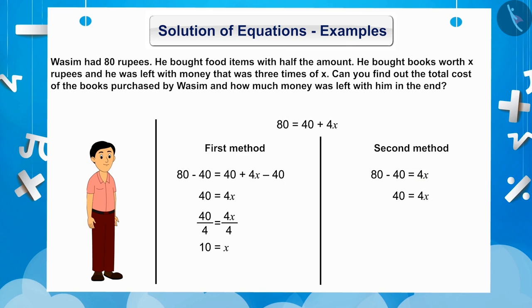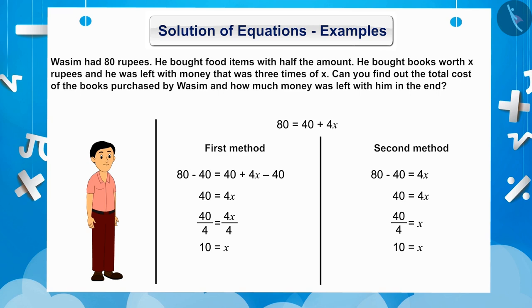Now, in RHS, we need only x instead of 4x. As we can see, in RHS, 4 is being multiplied by x. Let's move 4 to the LHS. On doing so, 40 gets divided by 4, resulting in 10. Therefore, we'll get 10 is equal to x.